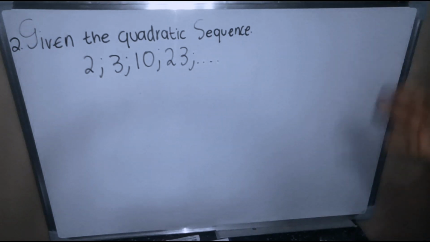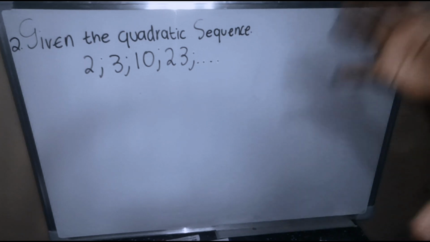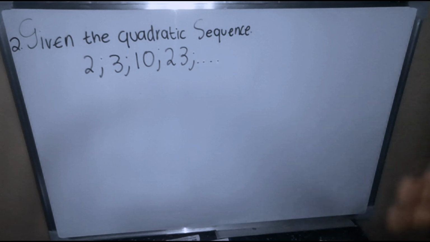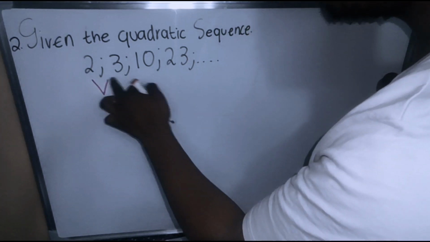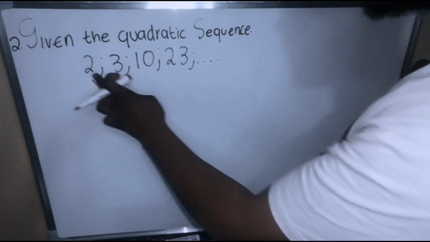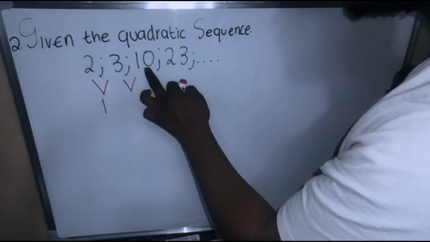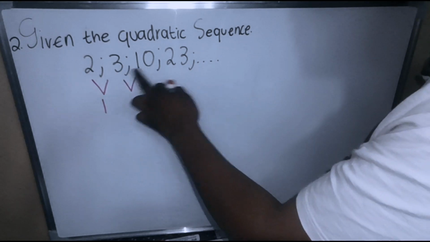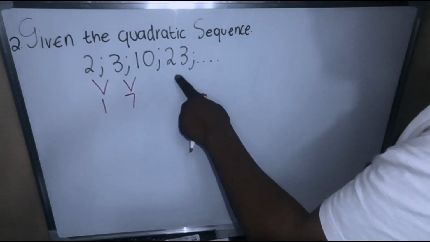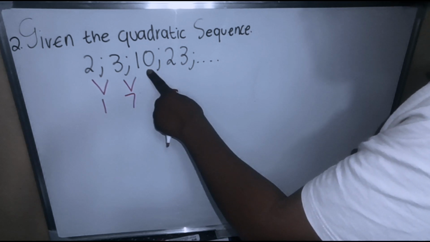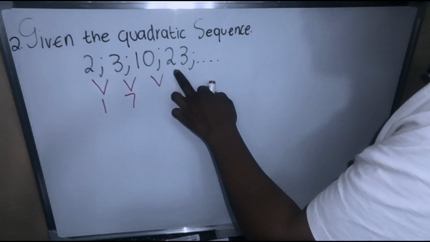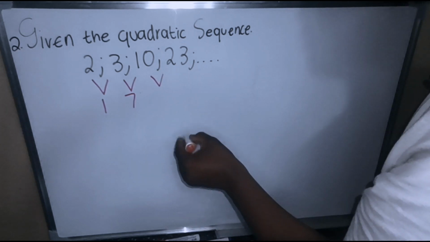Now, for us to find the next term, in this case for a quadratic sequence, guys, we know we're talking about the constant second difference. Now, let us find the first difference. Term number 2 minus term number 1: 3 minus 2, it's 1. Term number 3 minus term number 2: 10 minus 3, it's 7. Now, 23 minus 10, term number 4 minus term number 3. Our answer here is 13.